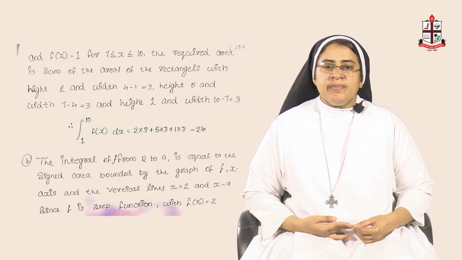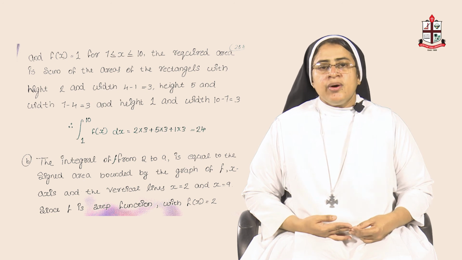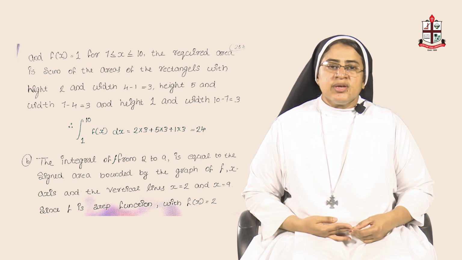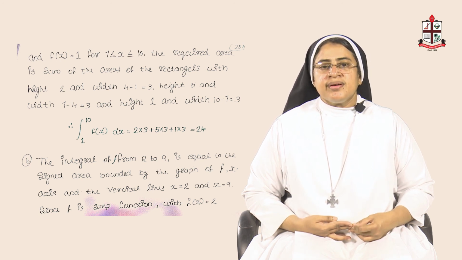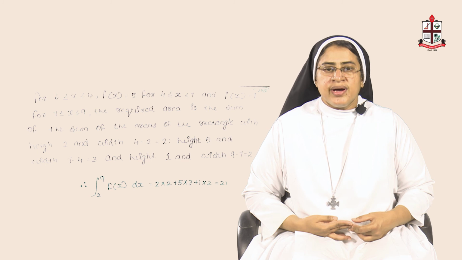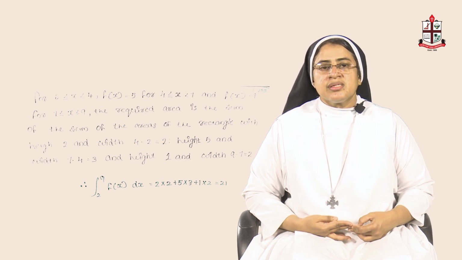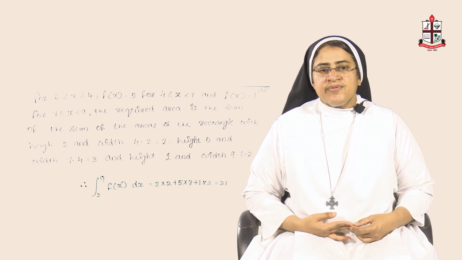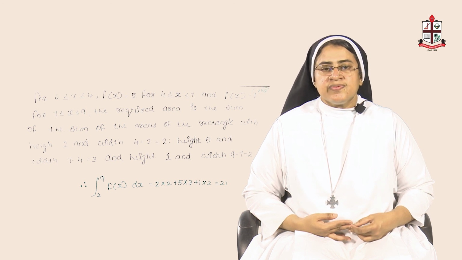Next one, the problem: we have the integral of f from 2 to 9, which is equal to the signed area bounded by the graph of f, the x-axis and the vertical lines x equals 2 and x equals 9. Since f is a step function with f of x equals 2 for 2 less than or equal to x less than 4, f of x is 5 for 4 to 7, f of x equals 1 for 7 to 9. So the required area is the sum of the areas of the rectangles with height 2, width 4 minus 2, 2; height 5, the next width 7 minus 4, 3; next height 1 and width 9 minus 7, 2.